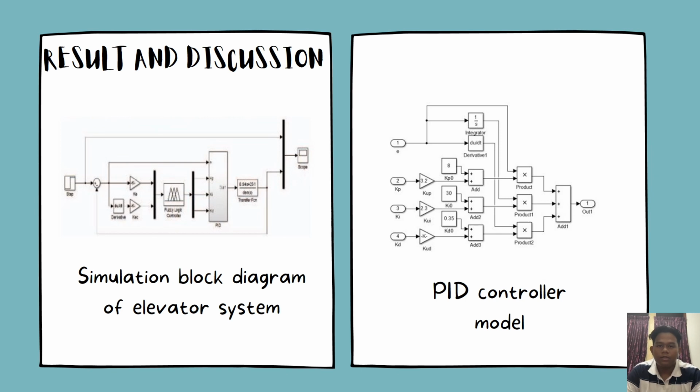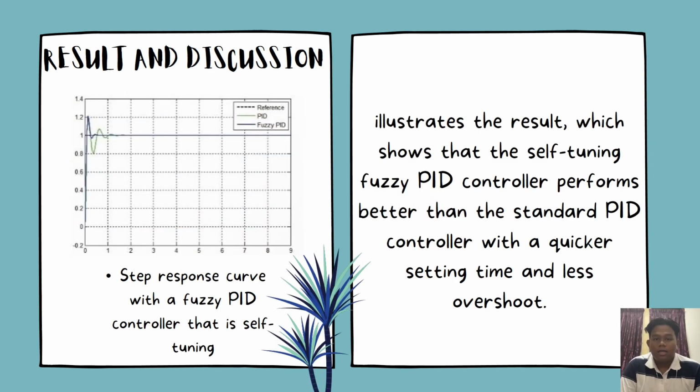PID and self-tuning fuzzy PID controllers are used to simulate and explore the hydraulic elevator system model. Error curve, trace curve and step response curve are demonstrated in the next slides. Let's see the next slide, which is about the step response curve with a self-tuning fuzzy PID controller. The self-tuning fuzzy PID controller performs better than the standard PID controller, with a quicker settling time and less overshoot.